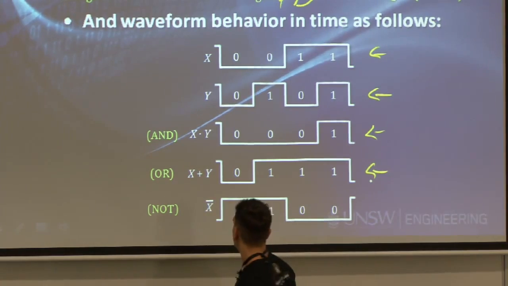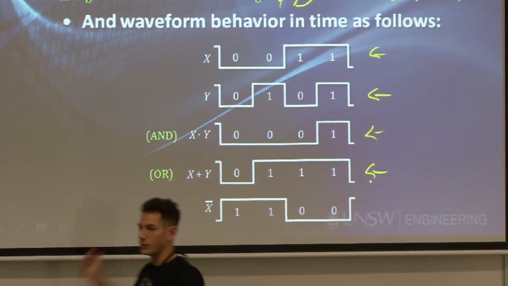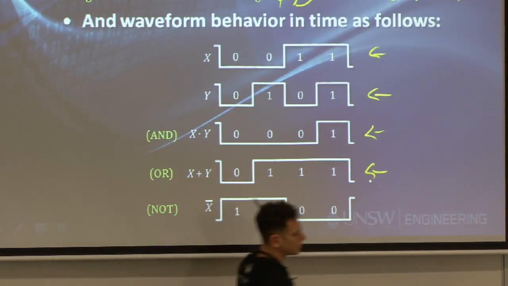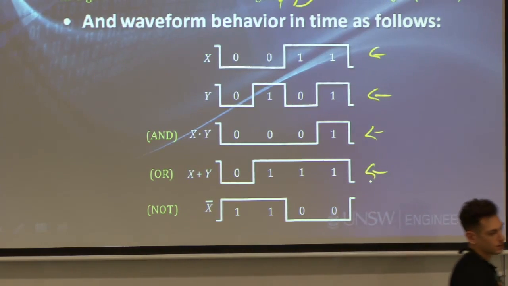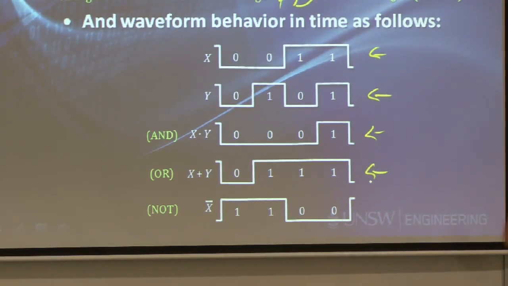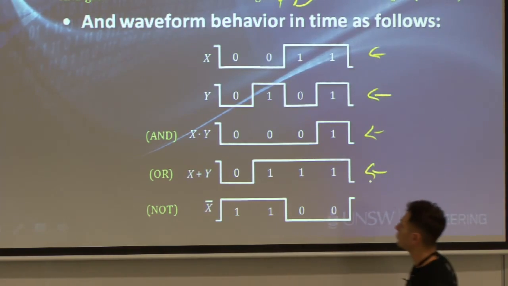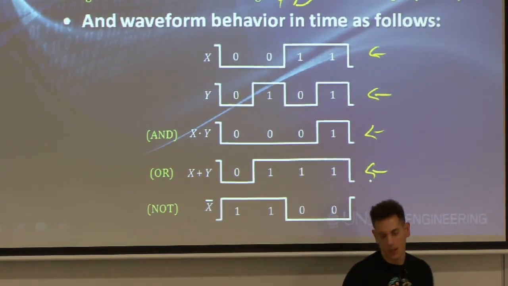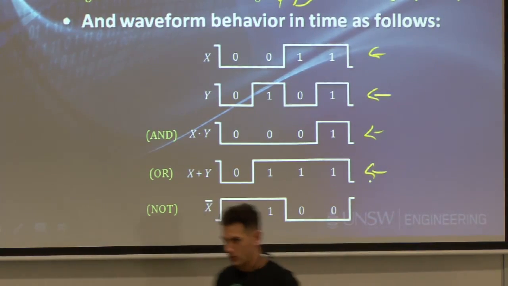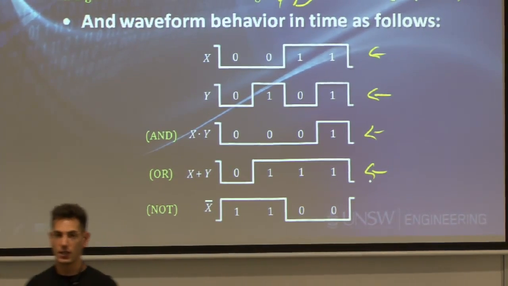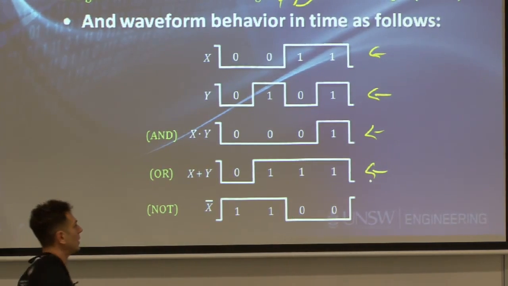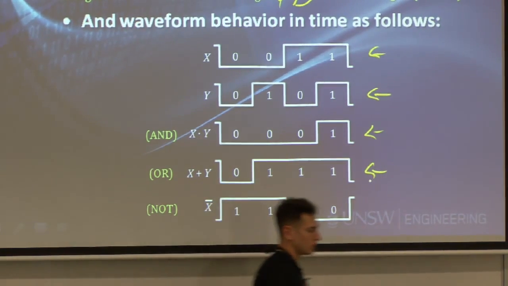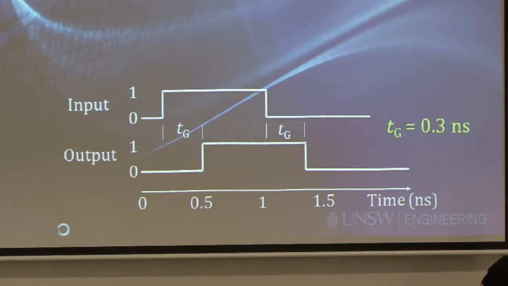Now, what I don't actually show you in this waveform is that I'm assuming our electric gates are very ideal. So as soon as inputs change, the output changes with them. In real life, this is not always the case. Actually, it's never the case. We do have some kind of propagation delay through the logic gate.